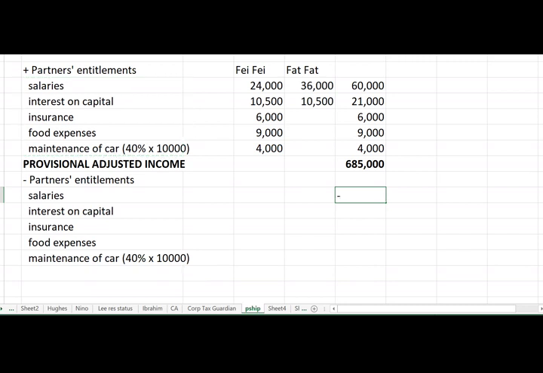Equals to minus this, and pull it down. See, you don't have to keep on typing. Again, I'm just showing this, okay? Because you are just bringing down the figure, right? So you just put equals to negative, which means minus. Then you minus the cell. So you click the cell, press enter.